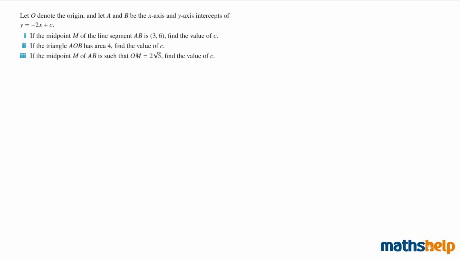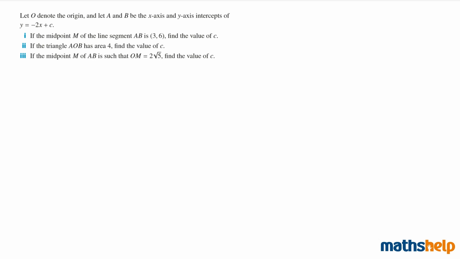Let O denote the origin, and let A and B be the x-axis and y-axis intercepts of y equals minus 2x plus c. Part 3. If the midpoint M of AB is such that OM is equal to 2 root 5, find the value of C.